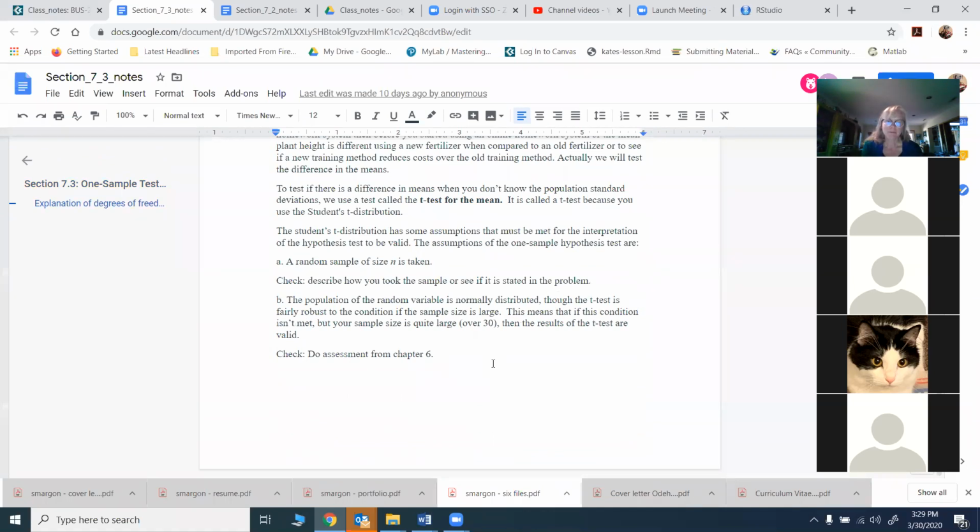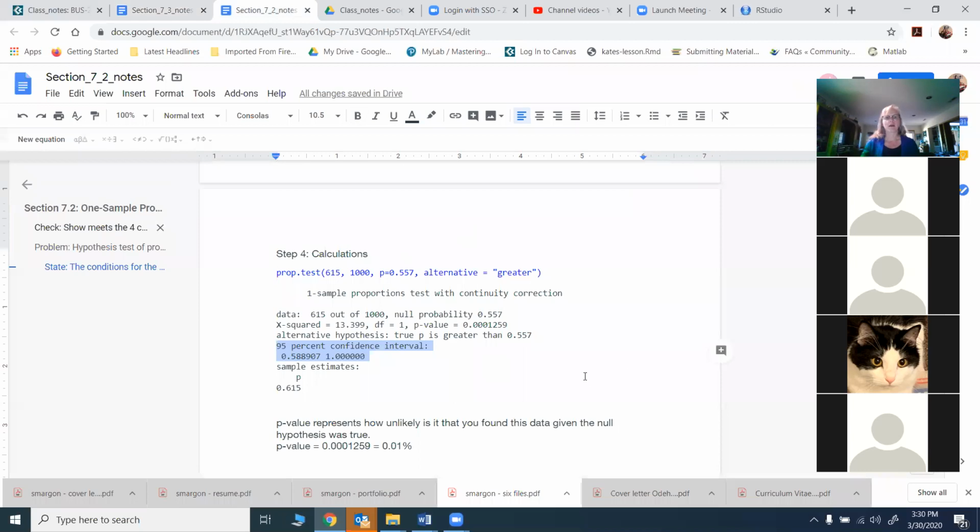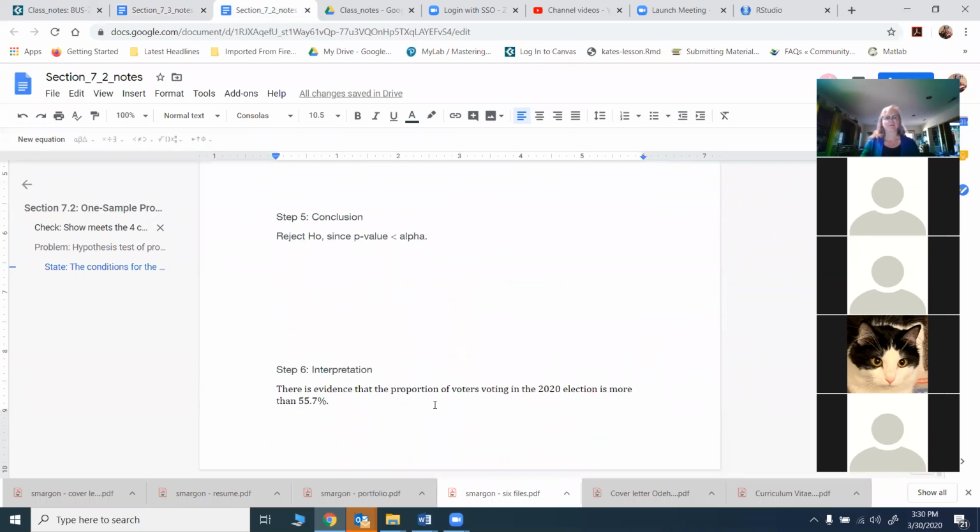What we're going to do next time is talk about what we call confidence intervals. Hypothesis tests are where we're making decisions about a parameter from data. A confidence interval is we're actually estimating it. So to go back to the example we did today, we're saying now, hey, there is evidence to say that the proportion of voters voting in the 2020 election is more than 55.7%. Well, the question comes up, well, what is it? And that's what the confidence interval answers for you.